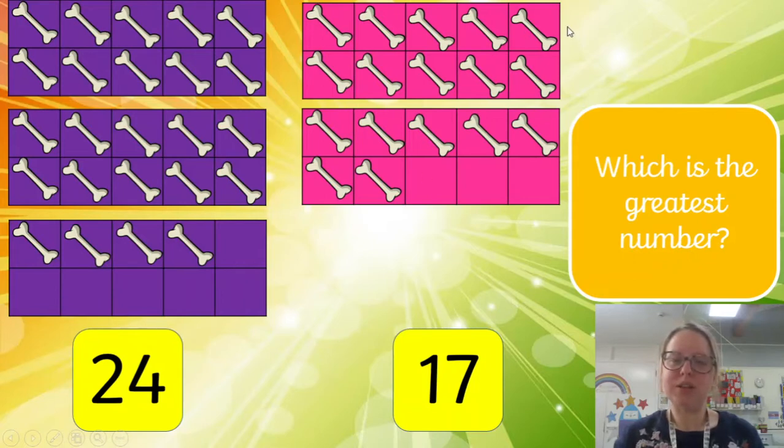On this side we have 1 lot of 10, and then we know that half of a tens frame is 5. 10 and 5 more is 15, and then we count on the other 2. 15, put it in your head. 16, 17. It's number 17. So which is the biggest number? Which is the greatest number? It's 24.